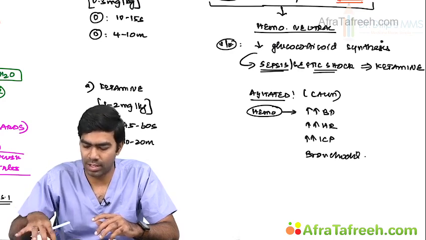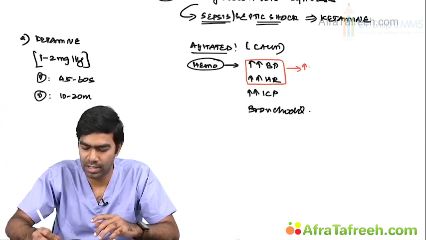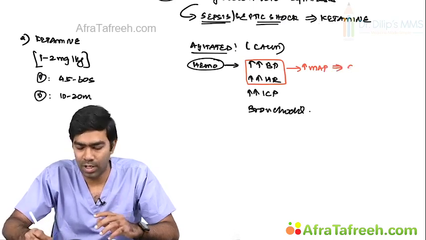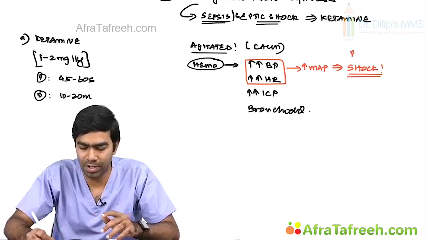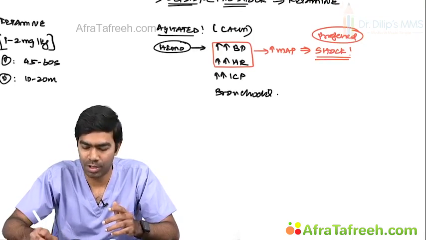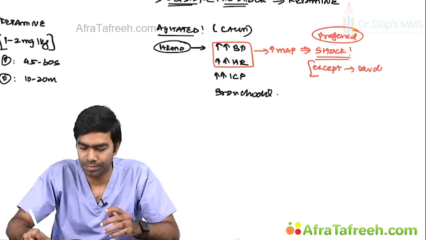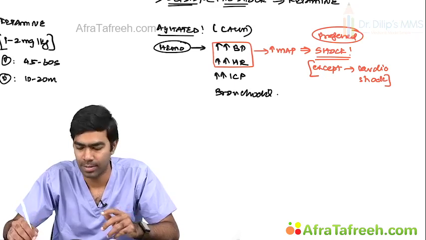Because it causes an increase in the BP and the heart rate, it can increase the mean arterial pressure for the same reason. That's the reason why it is preferred in every single type of shock. I'm not telling again the choice, but it's preferred in a patient with shock. But remember, except cardiogenic shock, where etomidate becomes the drug of choice, because in cardiogenic shock you do not need this high BP and high heart rate, not indicated.